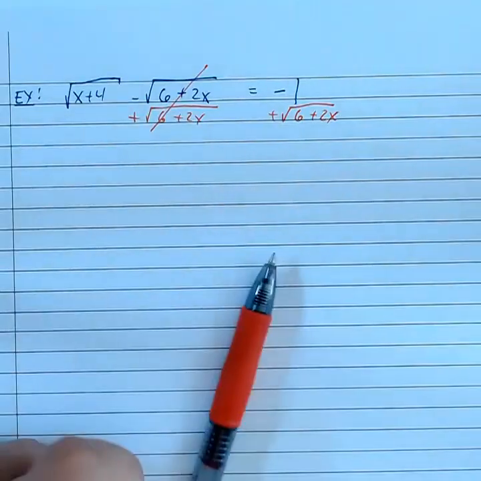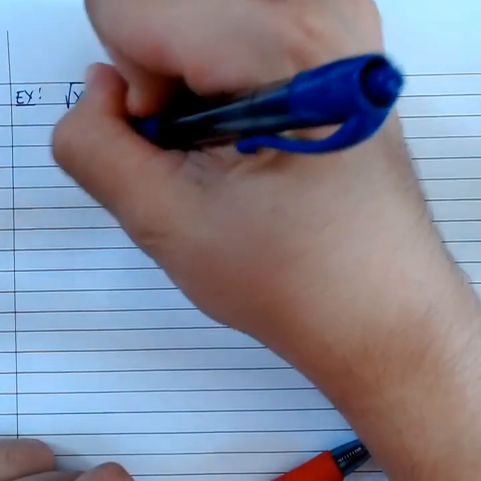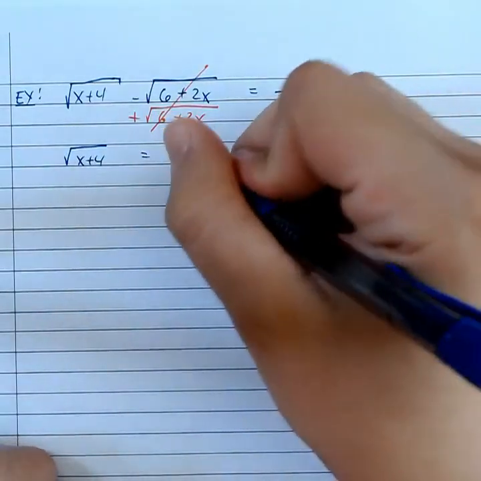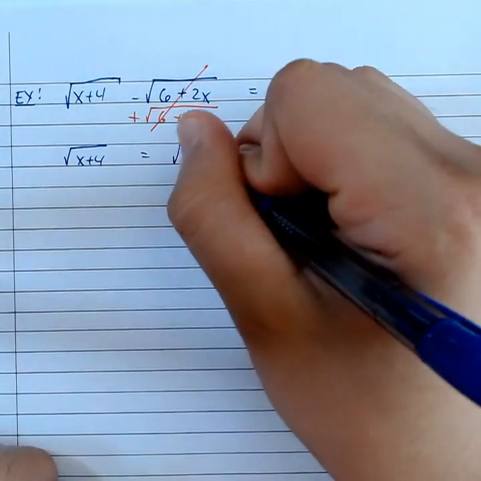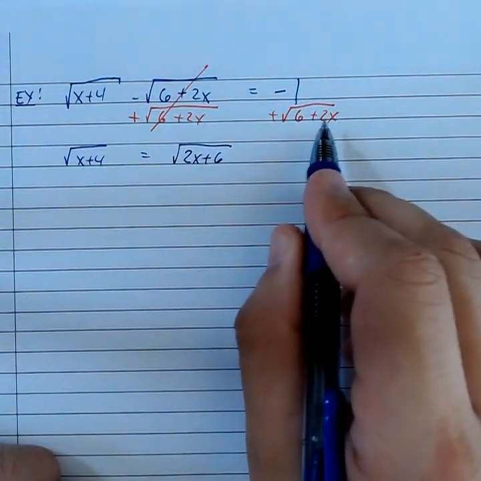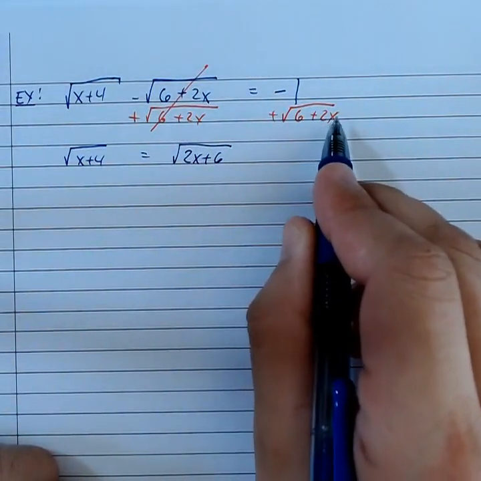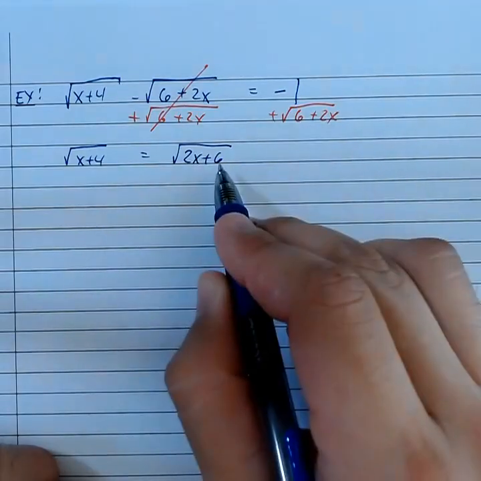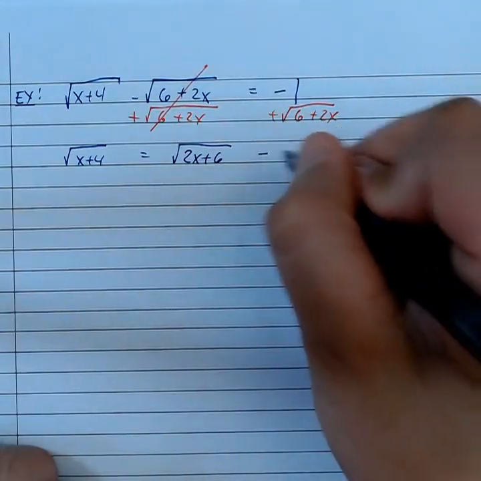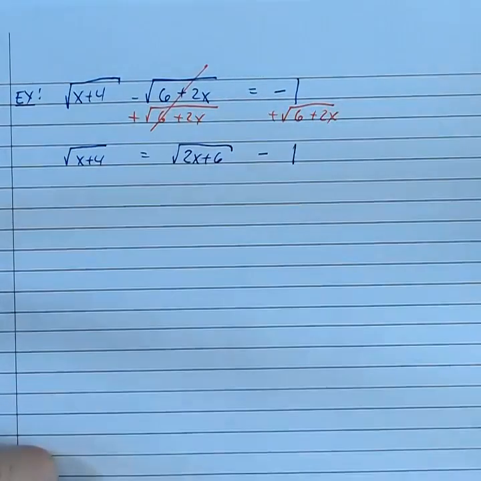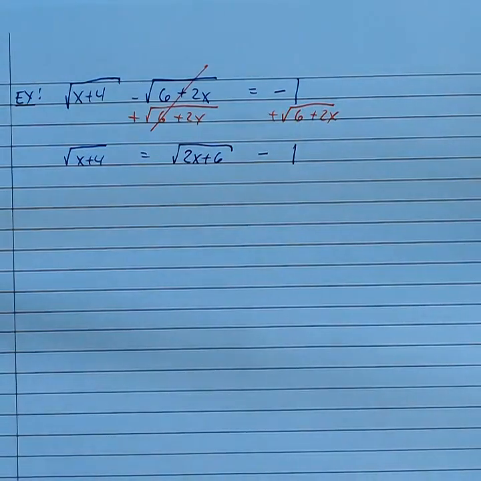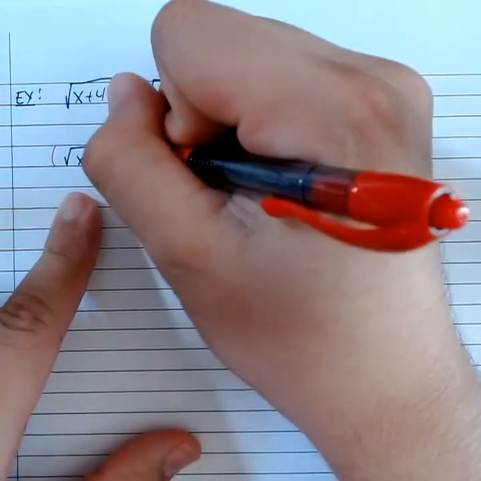That goes away. And now I'm left with the square root of x plus 4 is equal to the square root of 2x plus 6. That's addition, so it doesn't matter what order it's written in, and I'm used to writing my variables first. So let me write the 2x first and then the plus 6. There's my radical, and then I have minus 1. Just like that, so that one and that one are now together. Now what I want to do is square both sides.